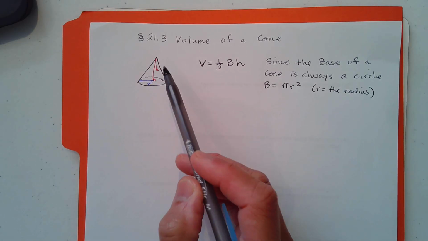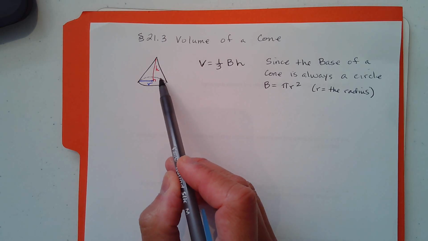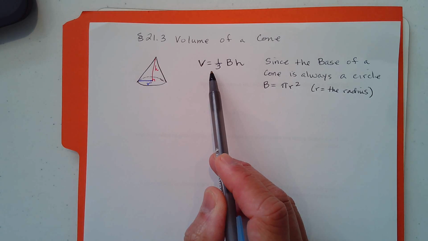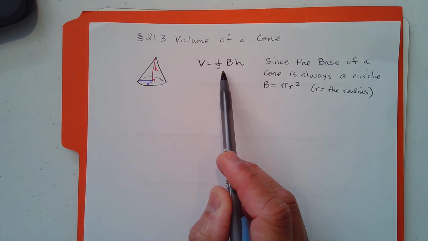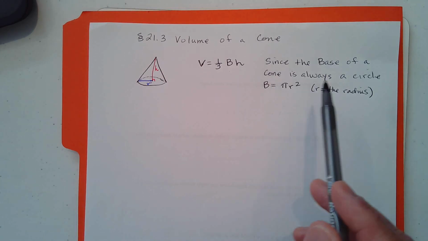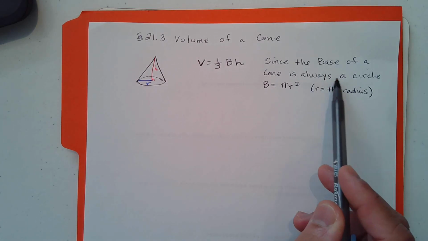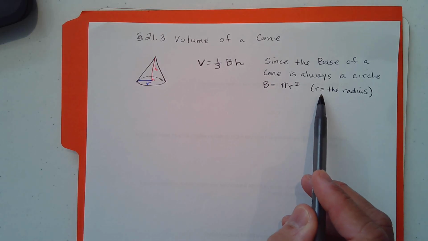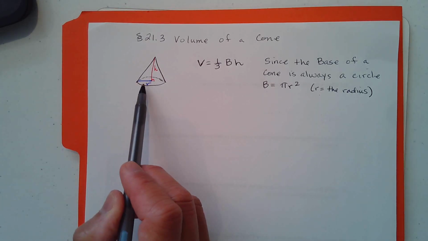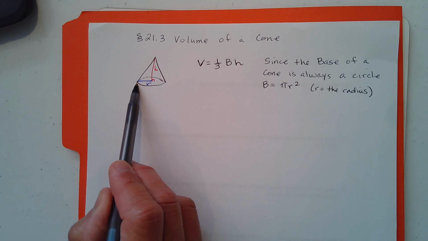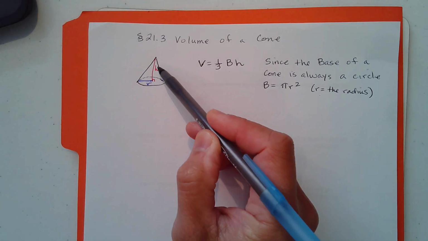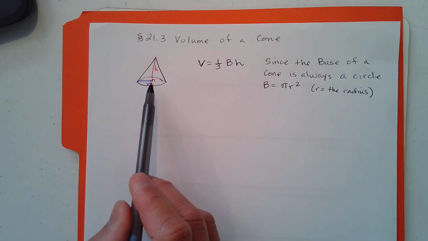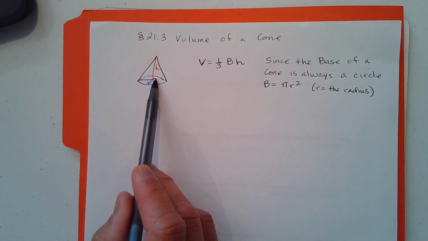This is a cone. A cone has a circular base, and the volume of a cone is V equals 1/3 base times height. Since the base of a cone is always a circle, the base will always be pi r squared. R is the radius, right here, of the circle. Again, this is the height. And again, the height will always be perpendicular to the base.